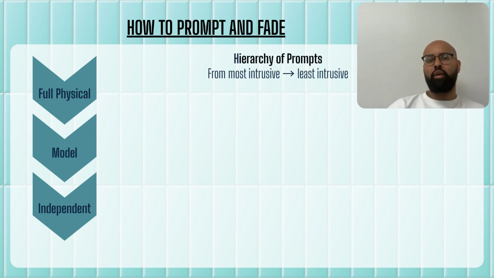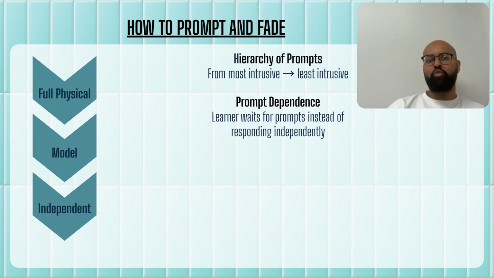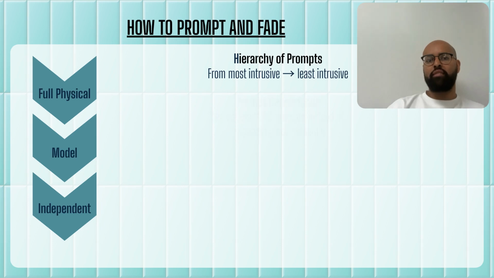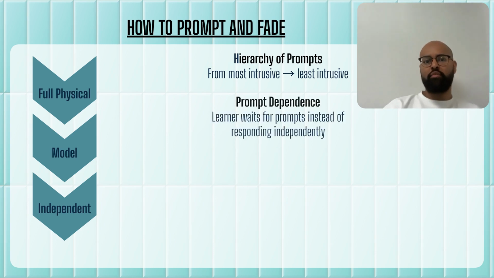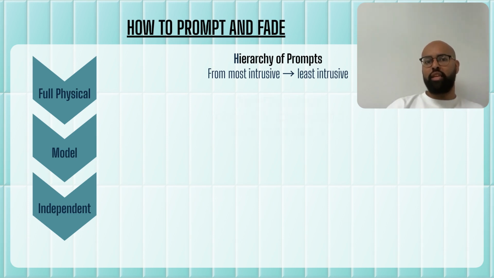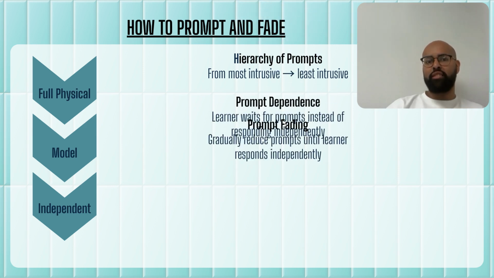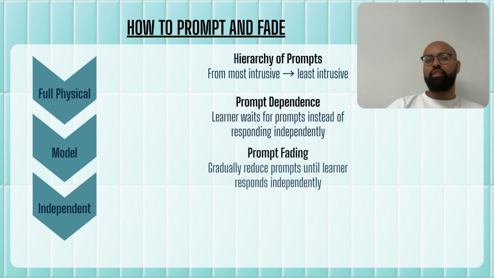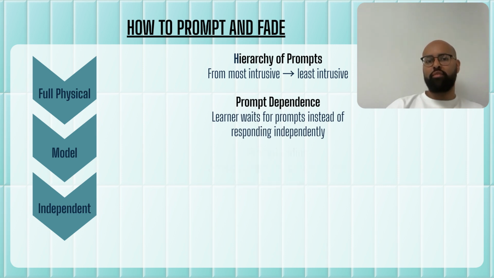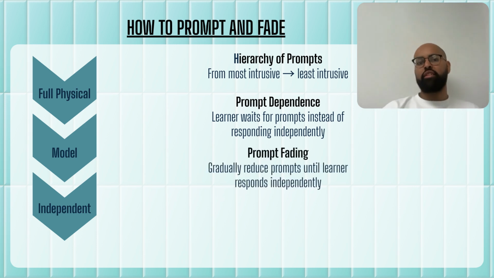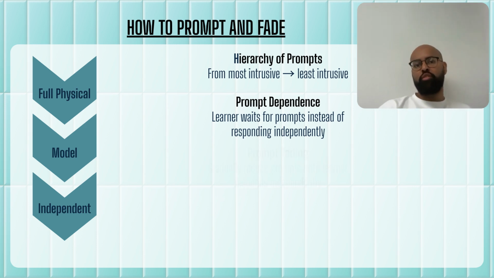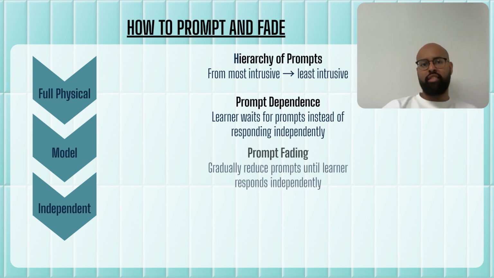Next is prompt dependence. It is when a learner waits for prompts to complete a task and struggles with completing it without prompts. Our goal is to support learners in becoming independent, and therefore we also prompt fade. Next is prompt fading. It's the act of decreasing the use of prompts to support a learner with increasing their independence. The goal is that eventually the learner will no longer need any prompts to complete the task.